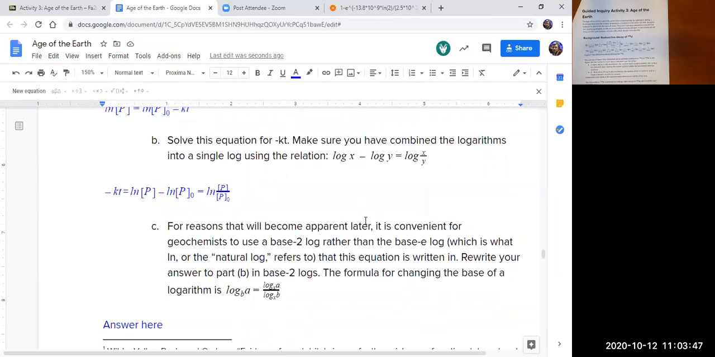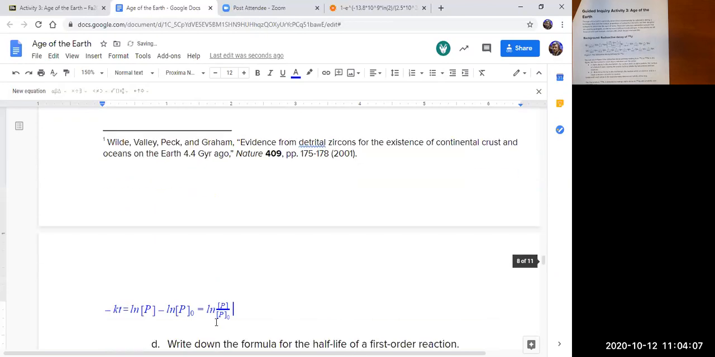Okay. For reasons that will become apparent later, it's convenient to use base 2 logs rather than base e logs. So we now want to take this answer and write it in terms of base 2 logs using this relationship right here. So again, let's copy this down so that we have something to work with. We don't need the intermediate step. It looks like I have this in 2 separate formulas, so I'm going to get rid of that one and put it inside here. Okay.